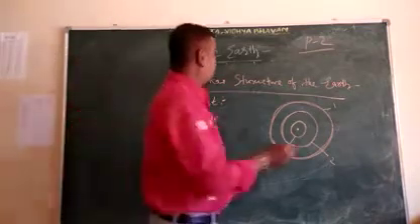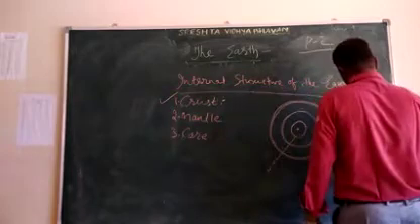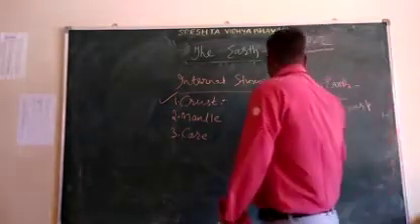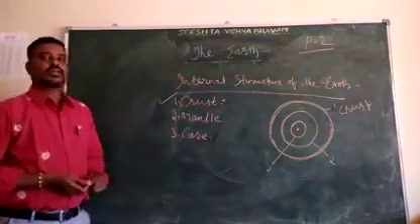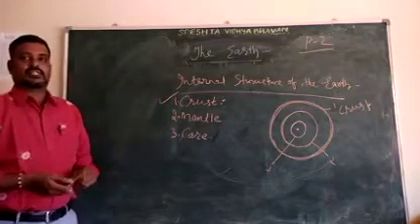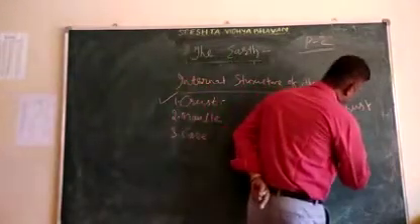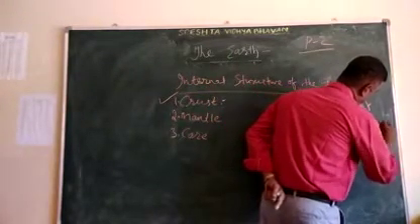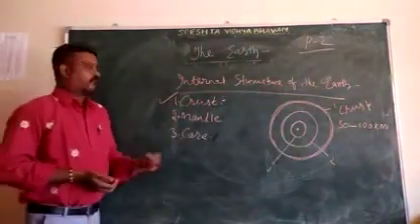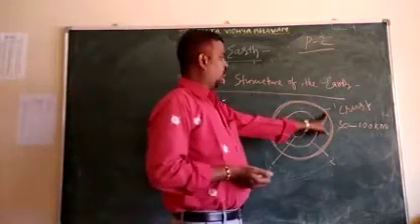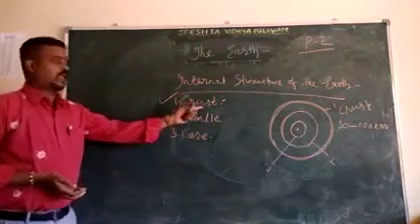We live on the upper layer of the earth. This is known as crust. The depth of the crust is 30 to 100 kilometers. This layer mostly consists of various kinds of rocks. So here we can see the various kinds of rocks. This is all about the crust.